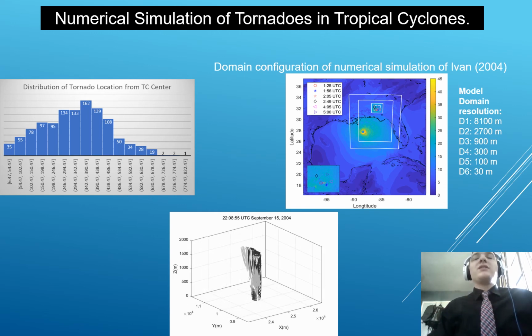I am with FIU's Earth and Environment Department, and today we're going to take a look at my research involving numerical simulations of tornadoes in tropical cyclones. Now, tornado production in landfalling tropical cyclones is actually quite common. About 7% of the US tornado count comes from these landfalling tropical cyclones.